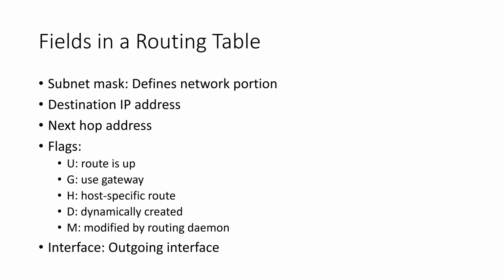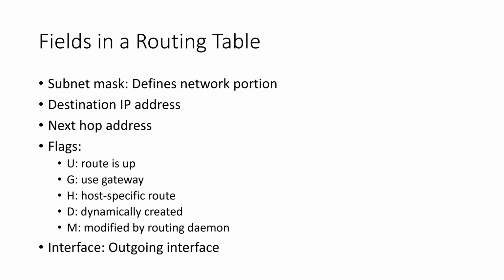So let's finally look at what's actually inside a routing table entry. Each entry typically has a subnet mask, which defines which part of the destination address is the network portion. The destination IP address, that's the IP address of the target network or host. The next hop address, that's where to send the packet next, and a set of flags.